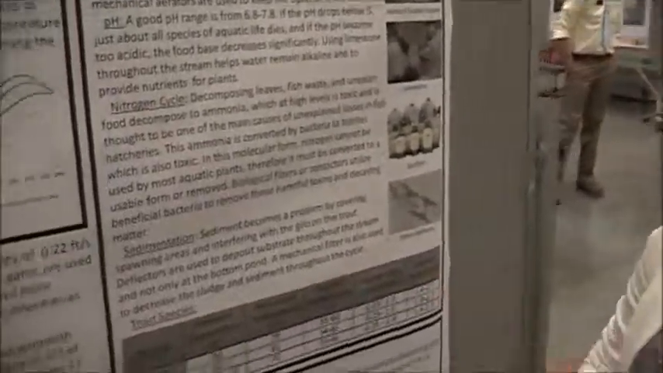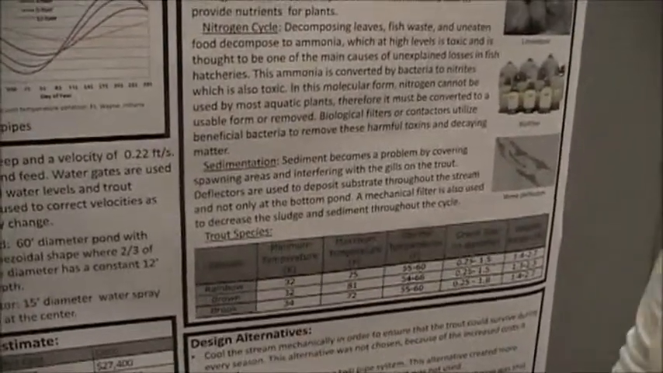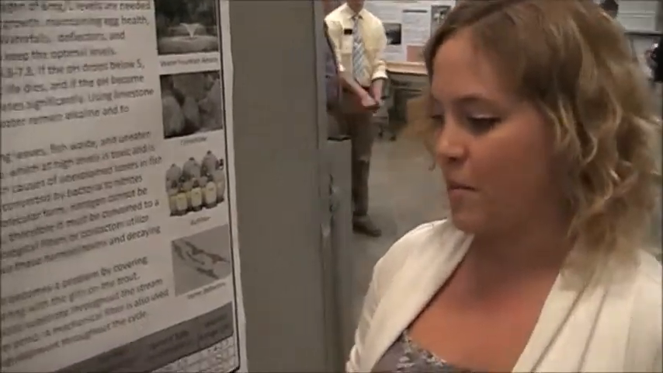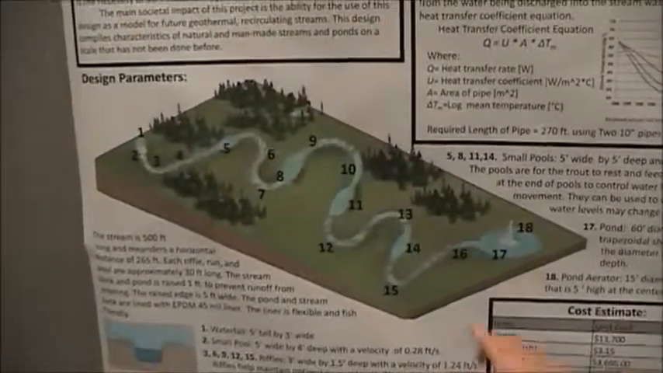The next process of water quality is if there's too much sediment in the water. Trout don't like silt, so to deposit the substrate, we're going to have a meandering stream so it doesn't all end up in the bottom of the pond. We're next going to talk about the design of the stream.